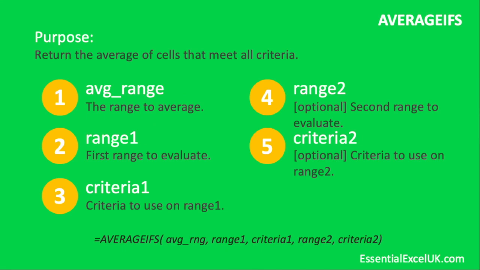The reason 4 and 5 are optional is you could just use a single piece of criteria in this formula. But as touched on, you aren't limited to just 2 pieces of criteria. You can do a third, fourth, and further if required. So to summarize, this formula works by identifying the range that contains the values you wish to average. It then asks you to define the first range and what criteria you'd like to apply to it, and then the second range and the criteria you would like to apply to that second range. And that is a look at AVERAGEIFS.